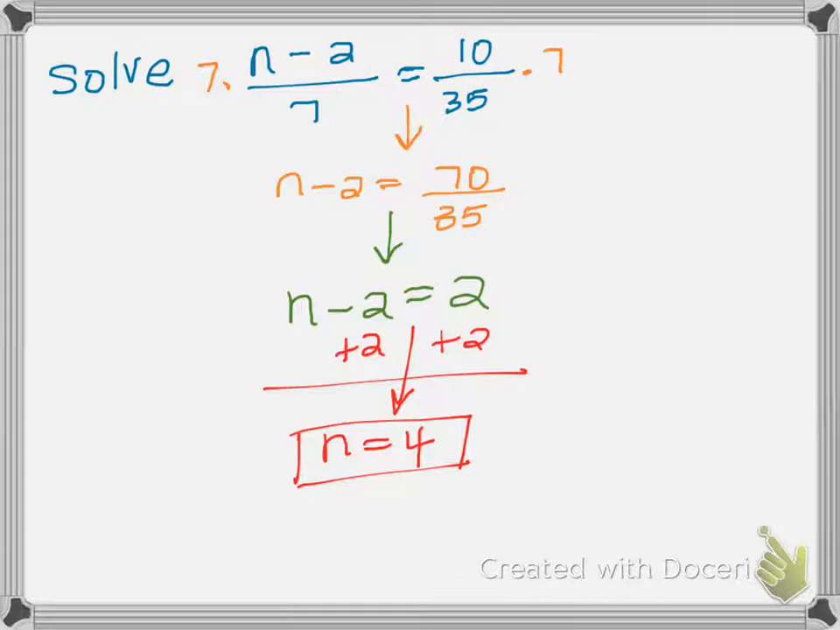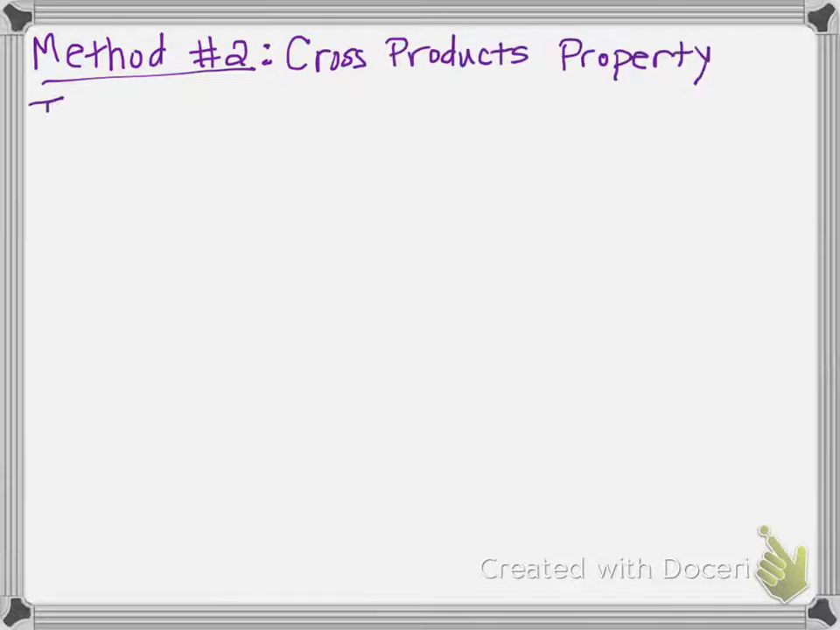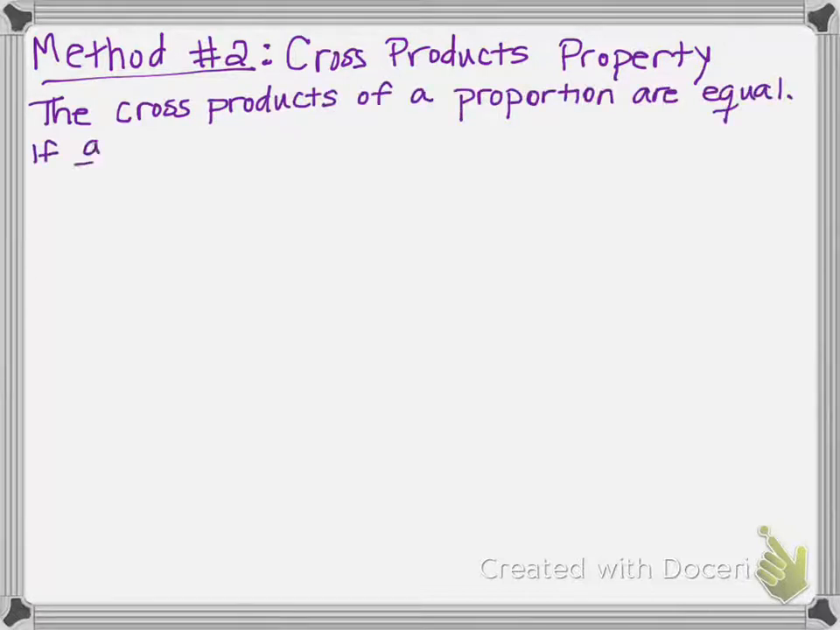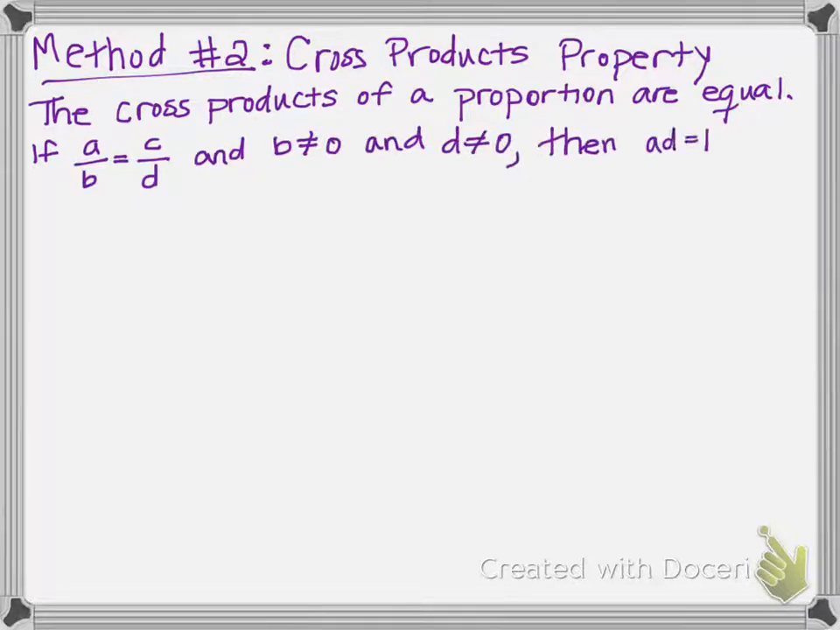Alright, so we talked about that first method of the multiplication property. Now there's a second method. So method number 2. This is called the cross products property. Most likely you would have heard it as cross multiplying. So this most likely is not something new to you. And this is the official wording, mathematical jargon.